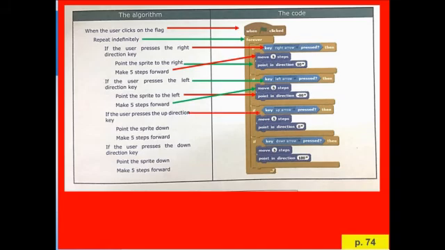If the user presses the up direction key, then the code is if key up arrow is pressed, then point the sprite up, point in direction 0. Make 5 steps forward, the code is move 5 steps. If the user presses the down direction key, the code is if key down arrow is pressed, then point the sprite down, the code is point in direction 180, and make 5 steps forward, the code is move 5 steps.